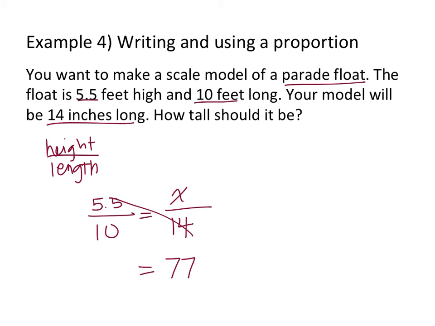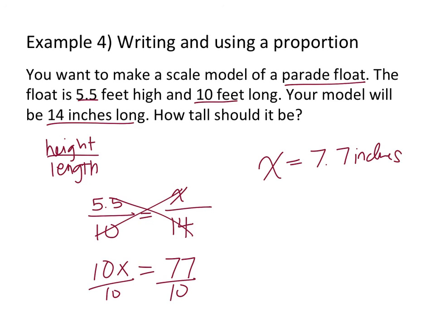It doesn't matter which side which is on, okay? So then we have 10x. Now we'll just divide by 10. So x is equal to 7.7 inches. So it should be 7.7 inches tall in order to make it to scale. So what you would do to apply ratios, you would set one up and then be sure to keep the appropriate measures on the correct side of the division symbol, the fraction line.